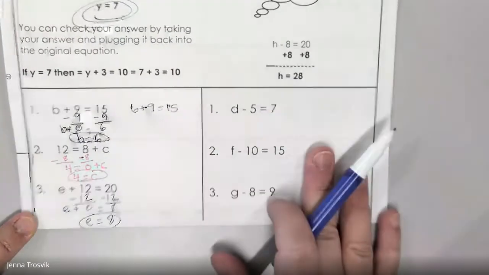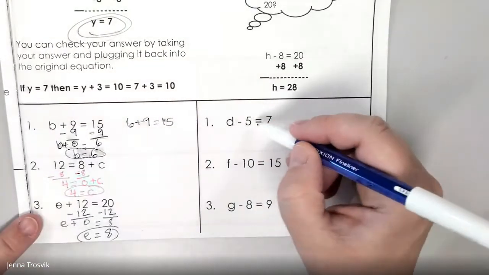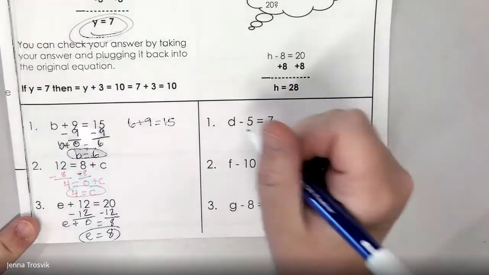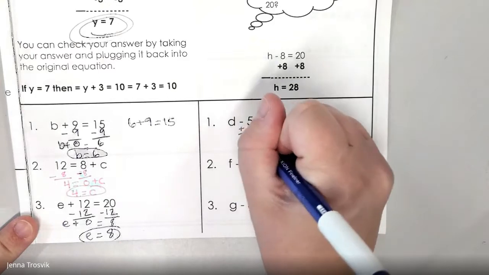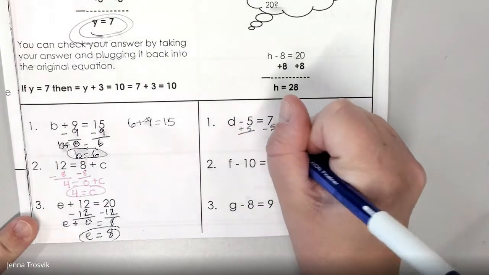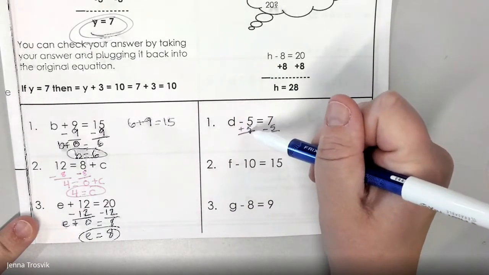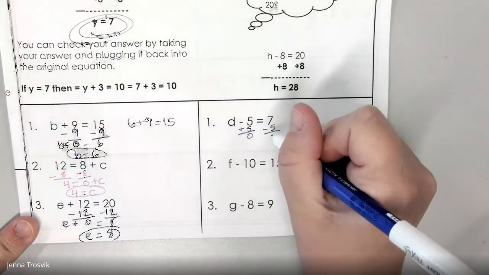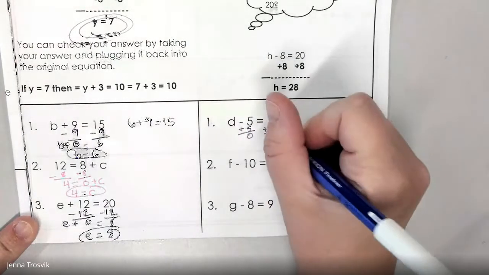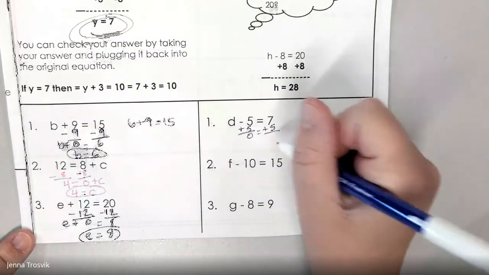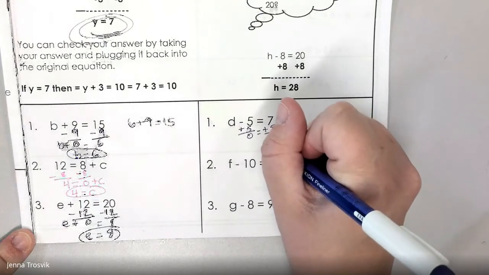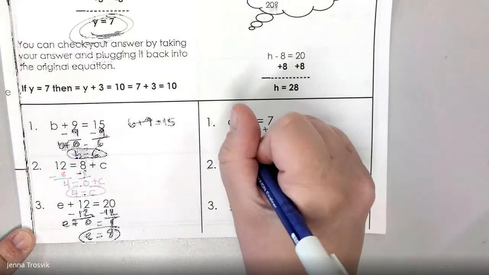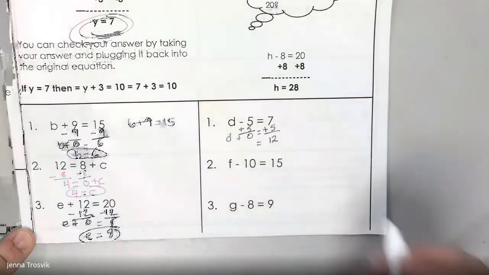All right, let's jump to the subtraction side. d minus 5 equals 7. Since I have a starting number and I'm taking 5 away from it, I can do the opposite and add 5 to get me back to 0. Negative 5 plus a positive 5 equals 0. 7 plus 5, sorry, my apologies, is going to give me a total of 12.